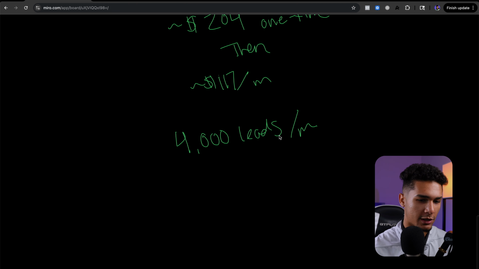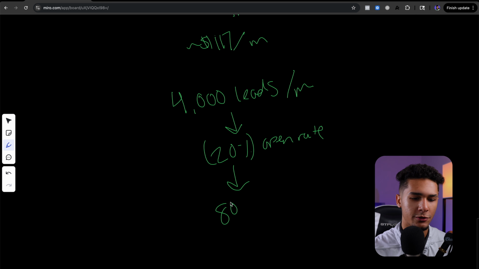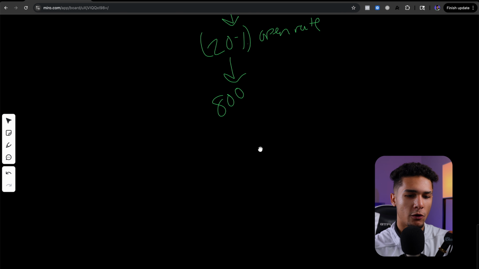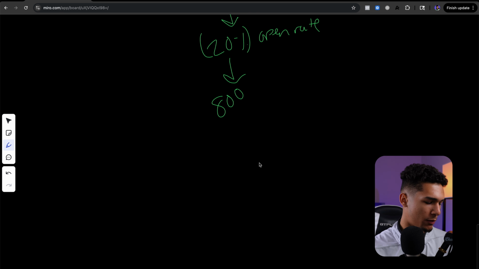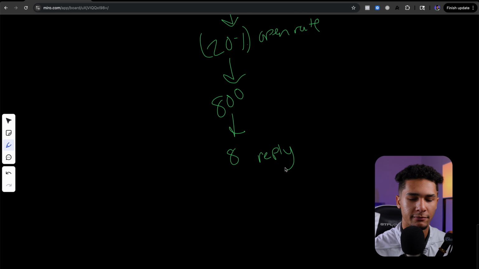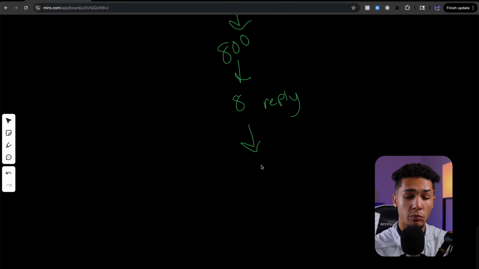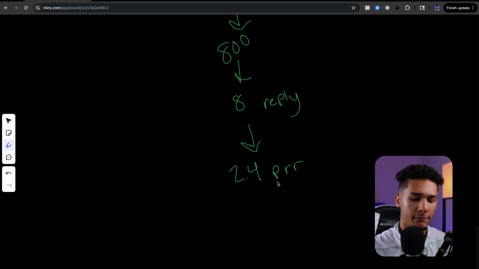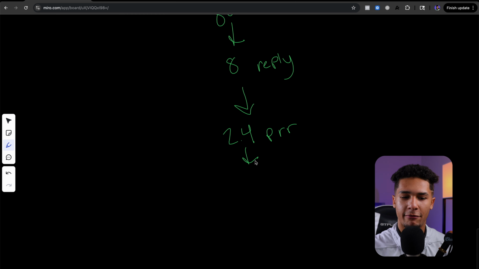Let's say you have a 20% open rate, 800. Now, out of that open rate, let's say you have a 1% reply rate. That's going to be 8 people reply. Then, let's say you have a 30%, I'd say probably about 30% positive reply rate. That's going to be 2.4. And out of those, let's say half of them book a call. So let's say you get 1 booked call.